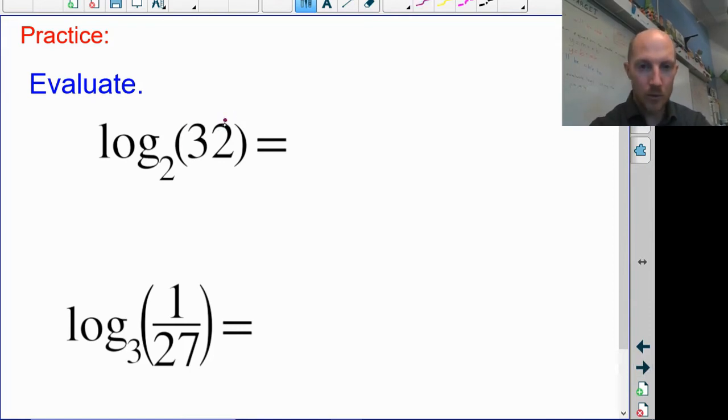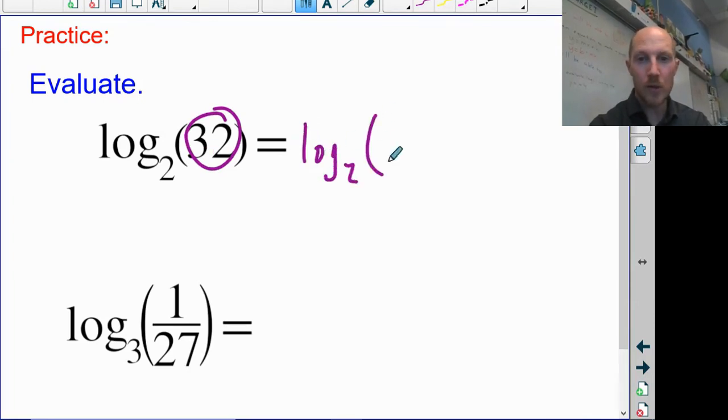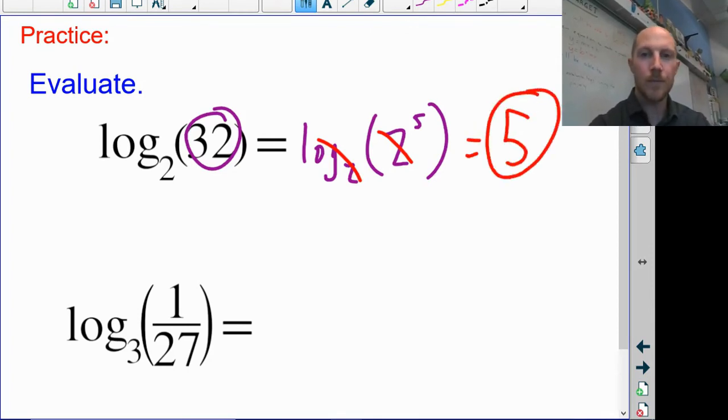All right, well, so I'm going to rewrite this. Let's look at log base 2. 32 is 2 to the power of 5, and so that means log base 2 and 2 is the base of the exponent. Cancel, giving me an answer 5.